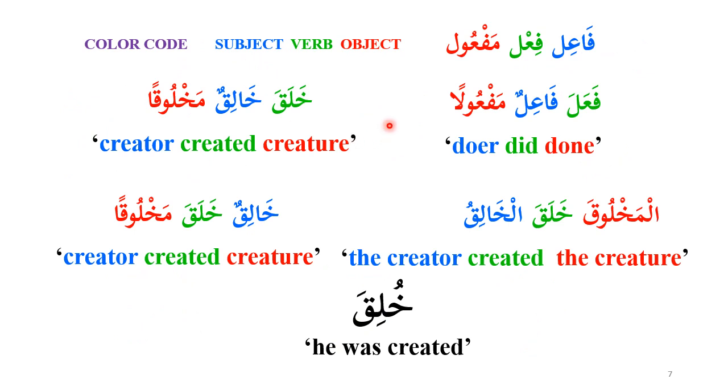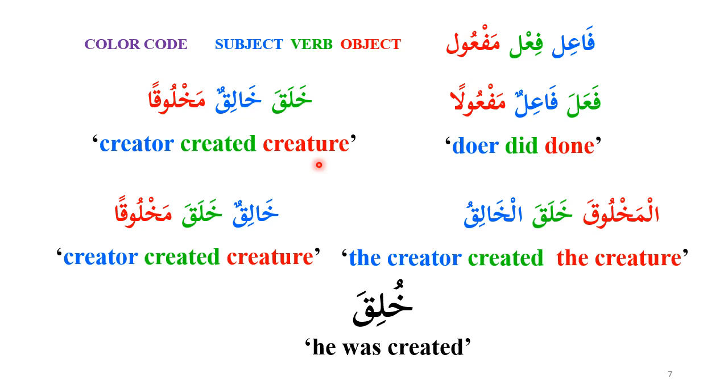So just to remind you that I have told you that the subject, verb, and object have a different kind of position and meaning in Arabic compared to English. In English, the subject always comes first, and then the verb, and then the object, right? For example, creator, created, creature. And if you flip this, like creature, created, creator, the meaning will completely change in English, right?